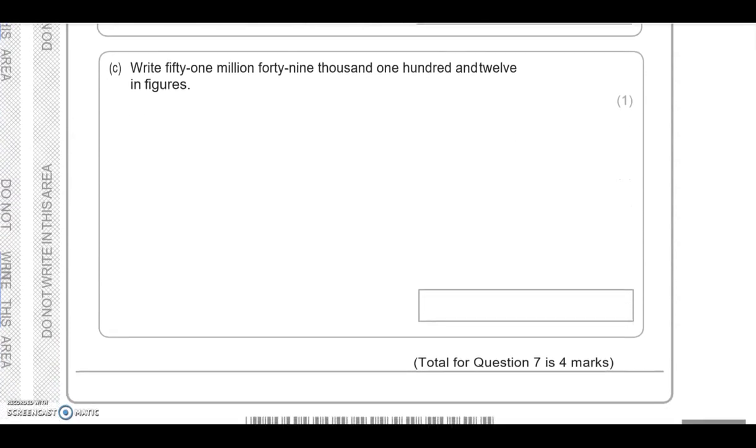Write 51,049,000. So we know there would be 6 more digits, so 49,000. There is no 100,000. 112.